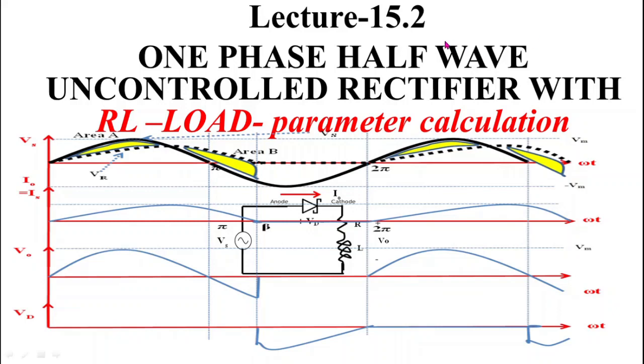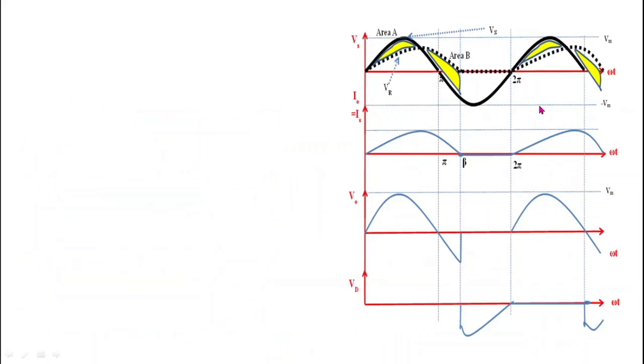This is second part of lecture number 15, and in this lecture we will study the parameter calculation of one-phase half-wave uncontrolled rectifier with RL load. Now we got these waveforms in my previous lecture. On the basis of these waveforms, we will calculate the various parameters for this rectifier.